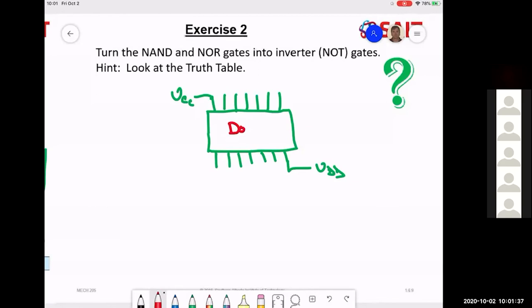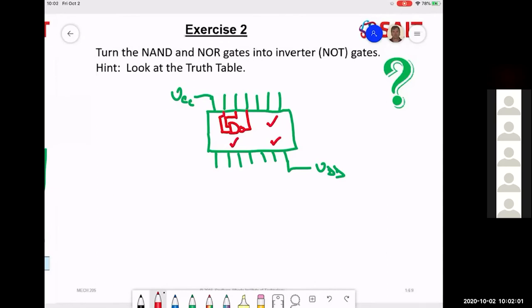In NAND, it's going to have 2 inputs and an output. As you can see, I've got room for 4 of those on this chip. Say I've used 3. 1's already been used, 2's already been used, 3's already been used. I've got a 4th one left over.